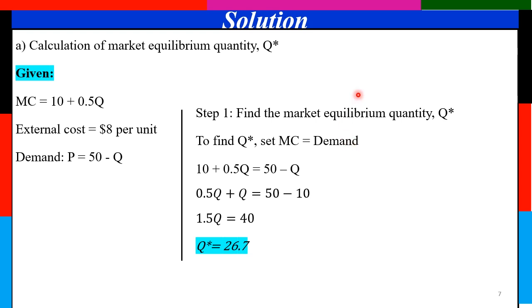Total revenue. The derivative of total revenue is what? When you take the derivative, it becomes marginal revenue, meaning the demand. Therefore, demand means marginal revenue.